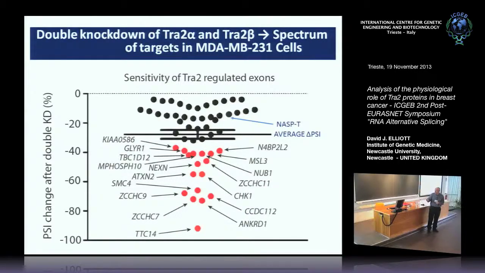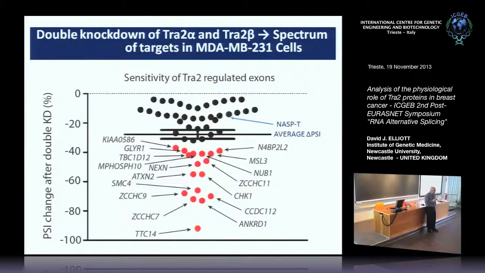This plot shows percentage splice changes when both Tra2 proteins are depleted. So at the top is a 0 change, so no effect, and at the bottom is 100% change, which is a total switch. So on average, we saw around 25% splicing change, although some exons were very small changes, and incidentally, this included SMN2, whereas other exons had very significant changes, and all the exons which changed more than the average I've highlighted in red here.